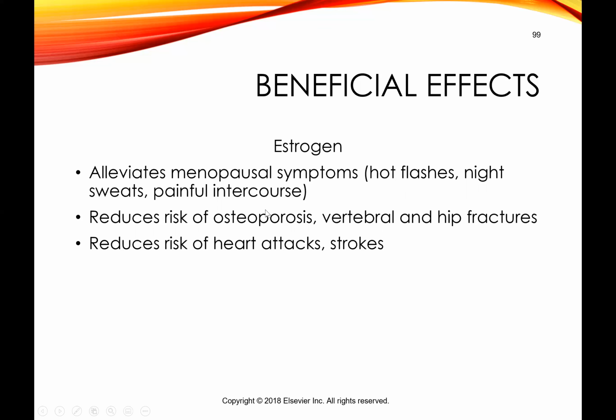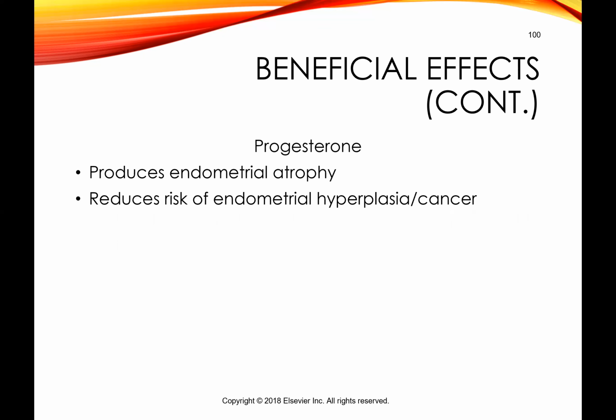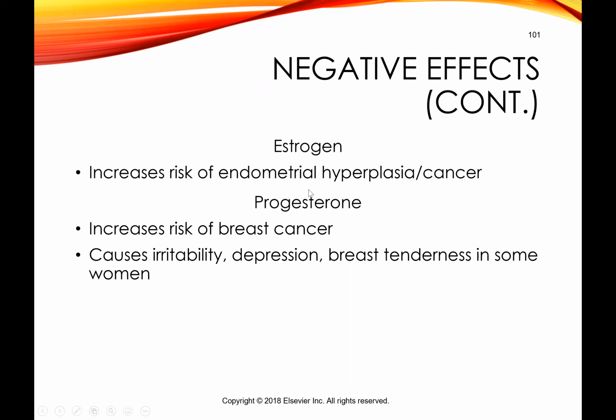And these are some of the benefits. Hot flashes, night sweats, and painful intercourse are some menopausal symptoms, and estrogen can help to relieve that. It reduces the risk of osteoporosis, hip fractures, and vertebral fractures, and reduces the risk of heart attacks and strokes. Progesterone's benefits are that it reduces the risk of endometrial hyperplasia and cancer, and produces endometrial atrophy. So they kind of can work together.